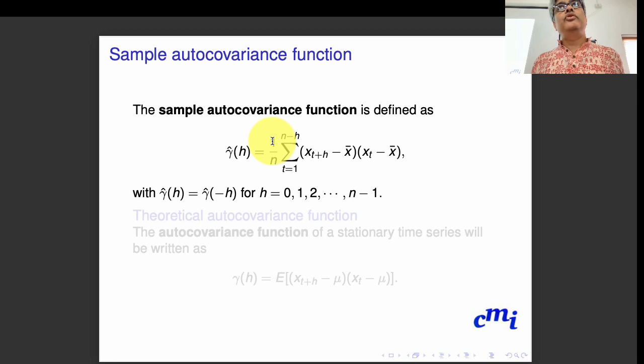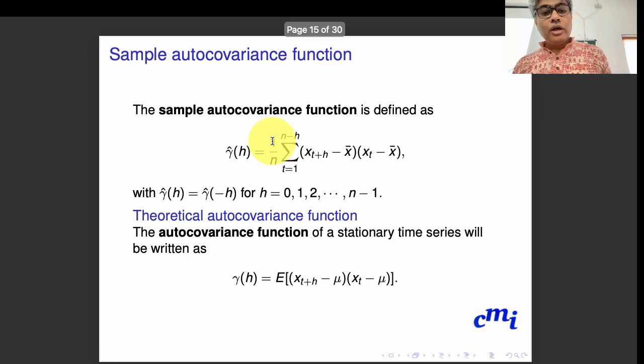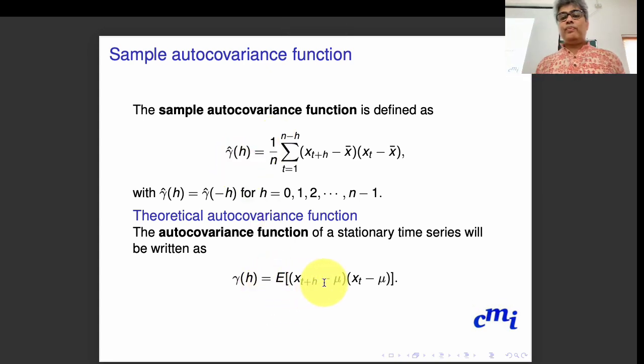Same reason you can do that, because if it is not a function of time and it is only a function of lag, then it has a constant value, so the covariance will be around that value. So this is the same idea. The theoretical autocovariance function is the expectation of xt plus h minus mu times xt minus mu. So this is sort of a moment estimator. For all practical purposes, you can say it is a moment estimator.